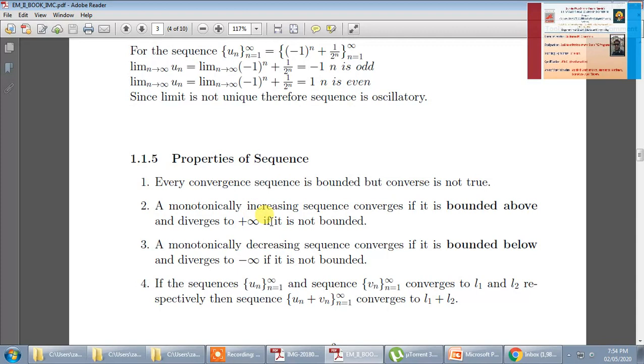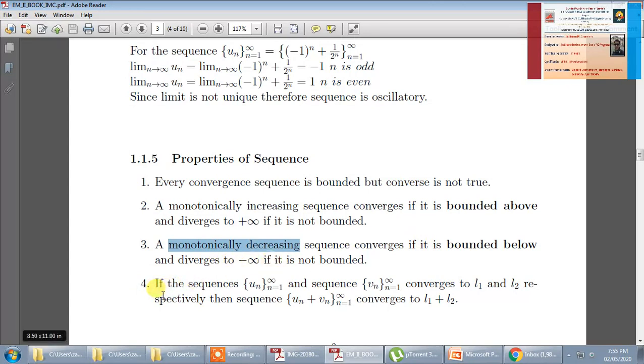The dual property is for a monotonically decreasing sequence. A monotonically decreasing sequence converges if it is bounded below. It is already bounded above because it is monotonically decreasing, the values decreasing successively. So if it is bounded below, then that sequence converges, and if it is not bounded below, then that sequence diverges, and it diverges to minus infinity.